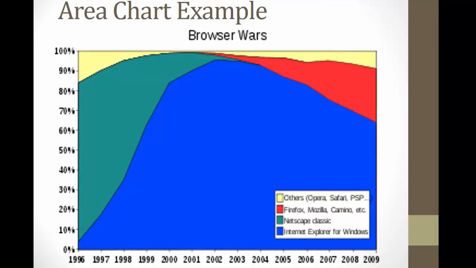They are a little bit more complicated forms of line charts, and they are used to display trends across time. In this example, you can see that Internet Explorer started gaining more users from 1996 till 2003, and after that it started losing some of the market to Firefox till 2009.